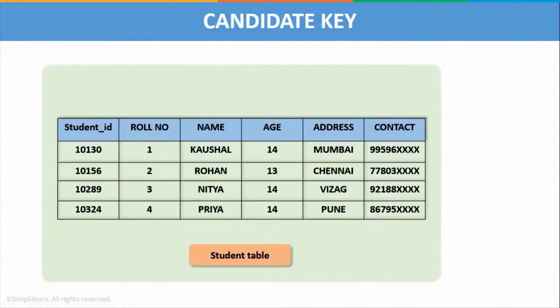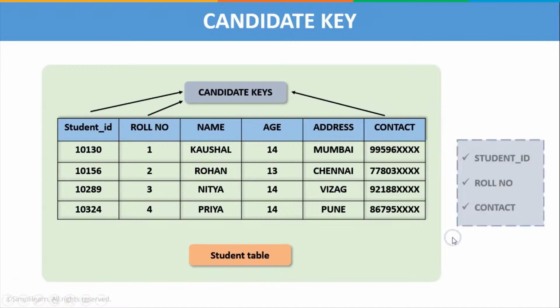So let us understand this with an example. Consider the students table here, which has various columns such as student ID, roll number, name, age, address and contact. Now, as you know, we can take the student ID as the primary key, and with that we can take the roll number as well as the contact of the students as the candidate keys here, because all these three columns alone can uniquely satisfy the condition of the candidate key. So in this way we can use the candidate keys in SQL.